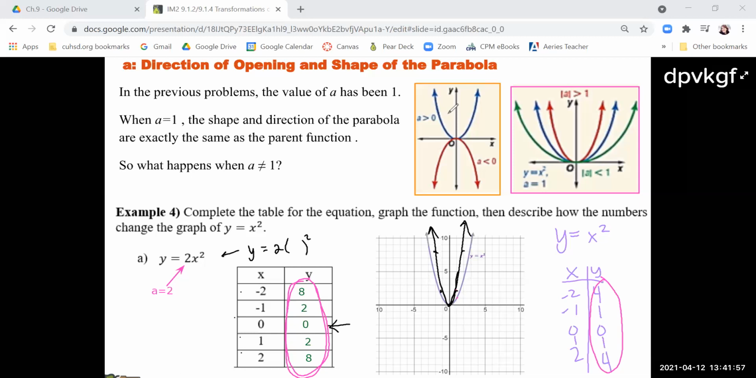So this helps us to describe what's happening here: the outputs are doubled. So the graph is twice as steep.